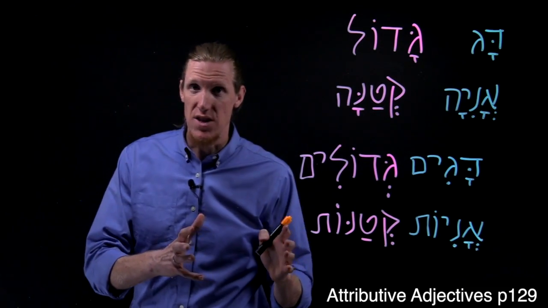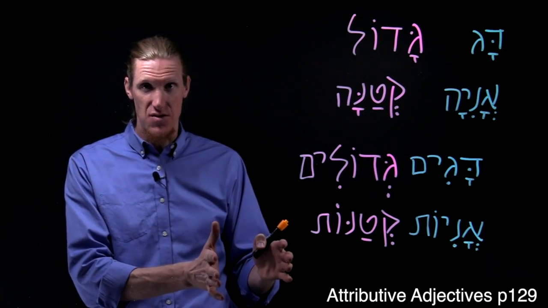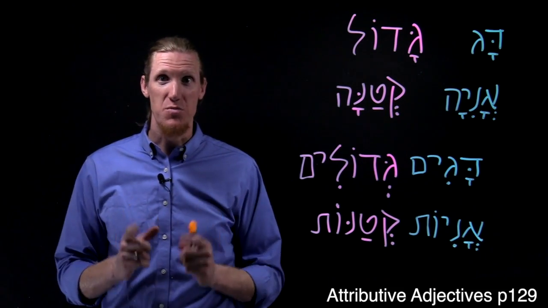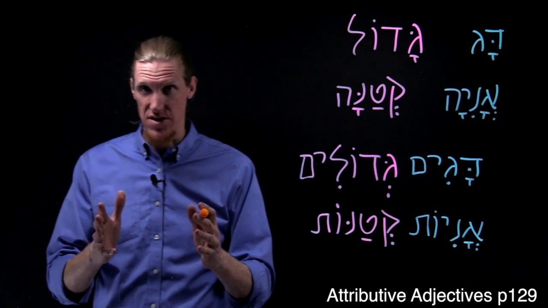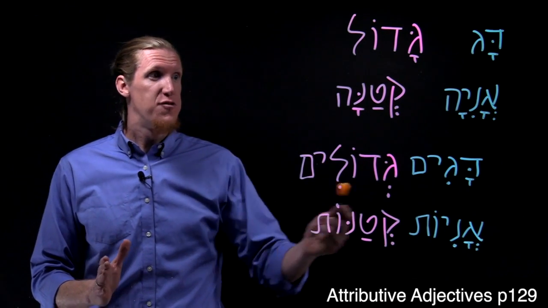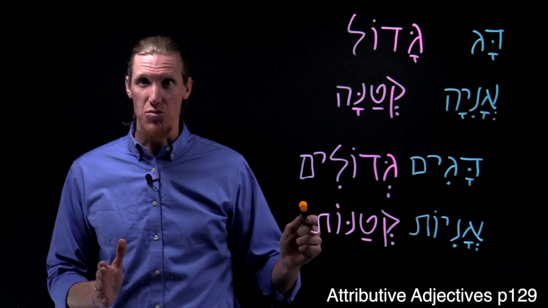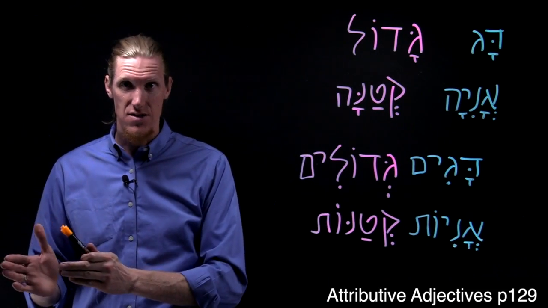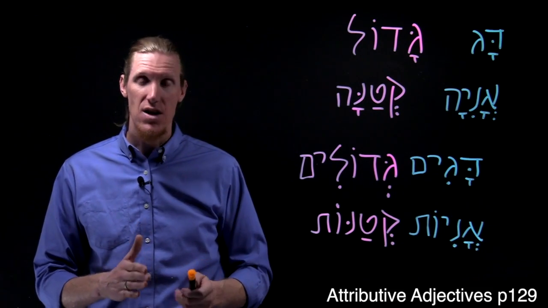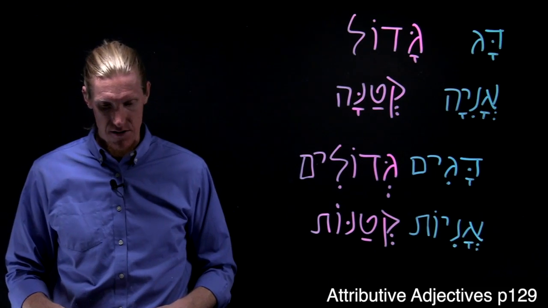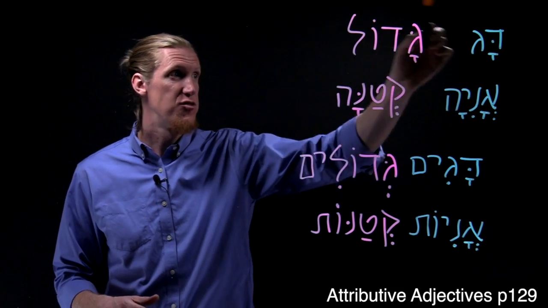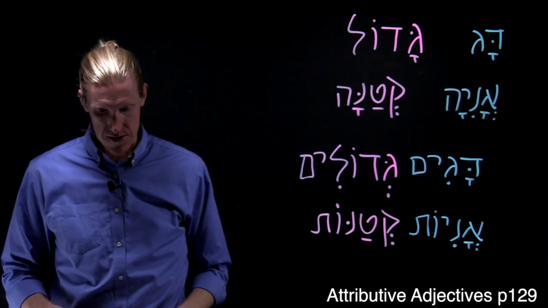Now, when we move into the difference between attributive and predicate adjectives, that has to do with word order and whether or not it agrees with respect to definiteness. So let's take the attributive adjective first. Attributive adjectives usually follow the noun that they modify in Hebrew in terms of the word order in the sentence. So, dag gadol. The adjective follows the noun it modifies.